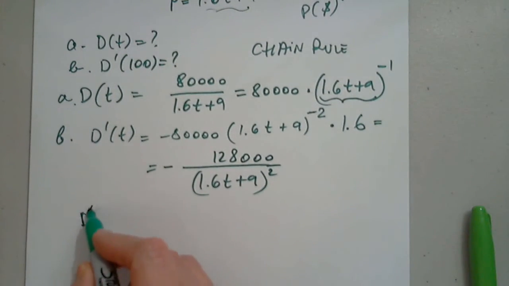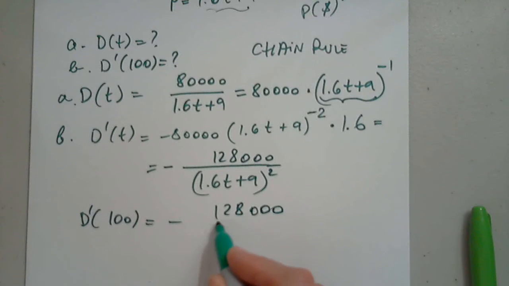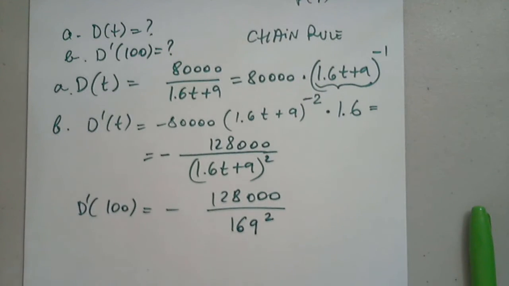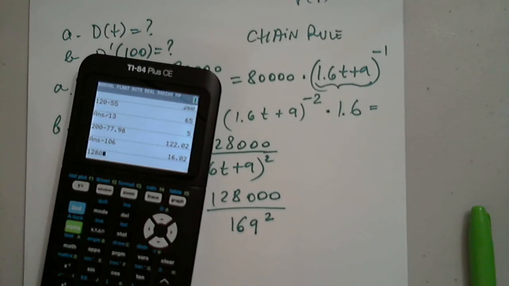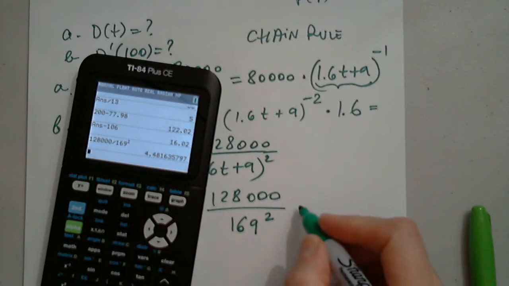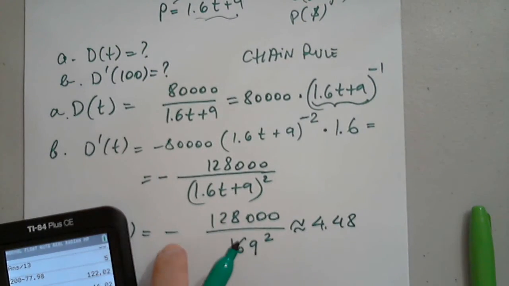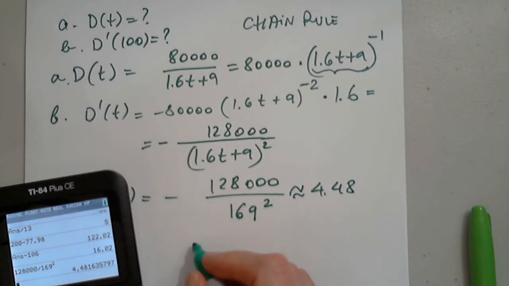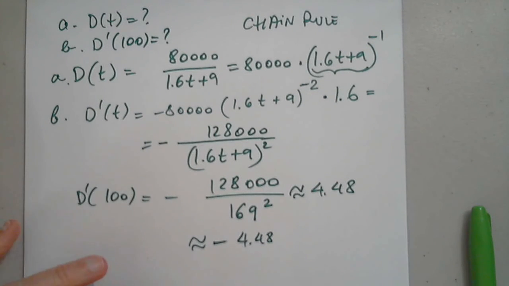Okay, so now for d prime of 100, I get negative 128,000 multiplied by 100 times 1.6. It's 160 plus 9, 169 squared. I don't know what that is. So 128,000 divided by 169 squared. So I got approximately 4.48. If I leave it negative, so I'm going to write it here. Negative 4.48, which means at that instant it's decreasing, the rate of change is decreasing.